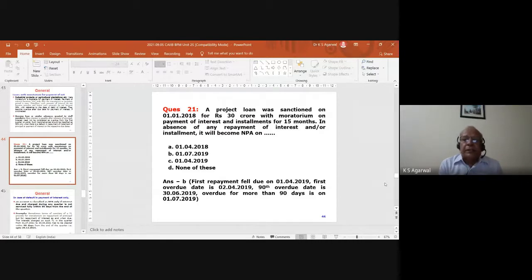90th overdue date is 30th June. And overdue for more than 90 days is 1st July. So this account will become NPA on 1st July 2019. So option B is the answer, because there was moratorium for 15 months.